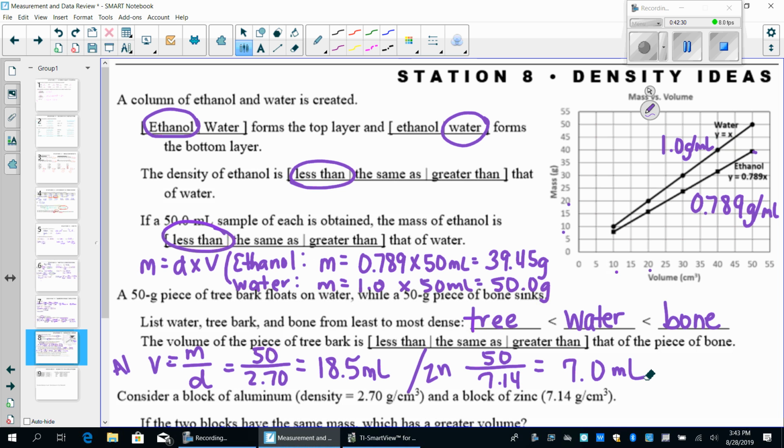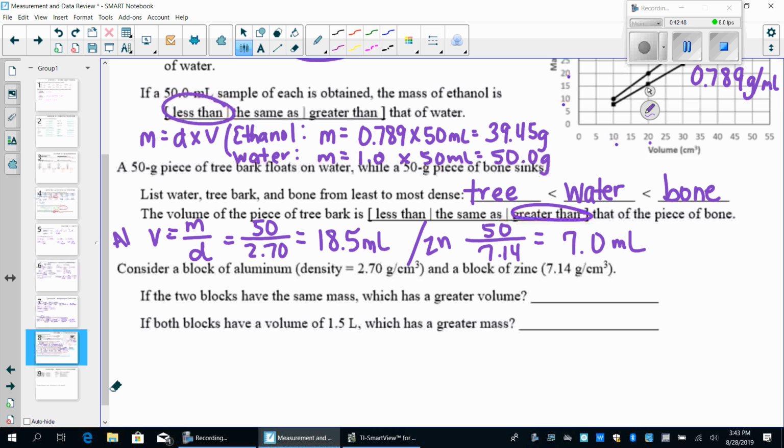So the volume of the piece of tree bark, never mind, scratch what I just did. The volume of the piece of tree bark is greater than that of the piece of bone. I was going ahead of myself. We are looking down here. Consider a block of aluminum where the density is 2.7 and a block of zinc where it is 7.4. If the two blocks have the same mass, which has a greater volume? So that's what I was doing up here. Okay, so aluminum here would have a volume of 18.5. Zinc would have a volume of 7.0. So the one that would have a greater volume is aluminum.